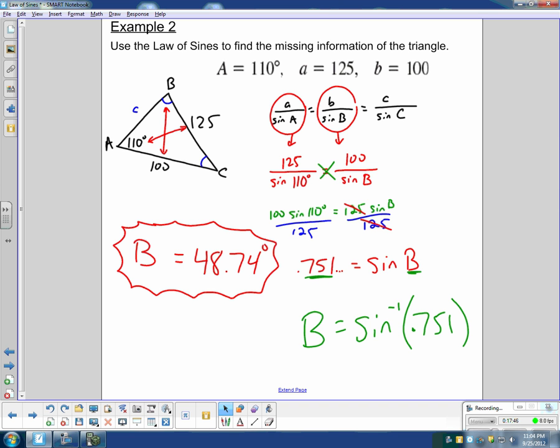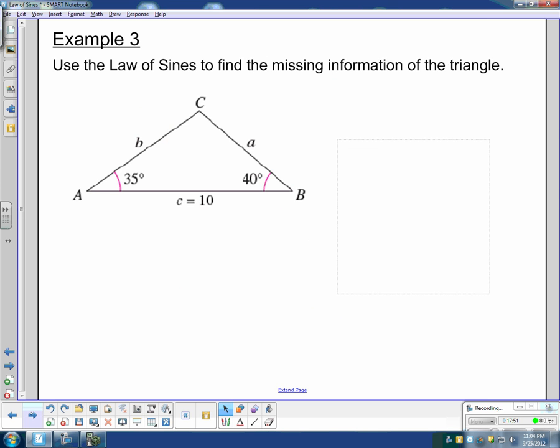What I want you to do is, in this example, find angle C and then side C. And then I want you to give it a fresh start. Come to this triangle, example 3, and give it a try. Notice you know two angles. You should be able to easily find the third angle. And then I want you to use the law of sines to set up how you are going to solve for side A and side B. Once you do that, you know how to use the law of sines.